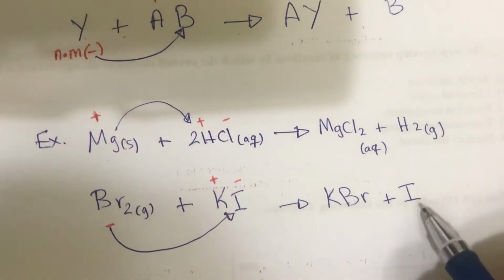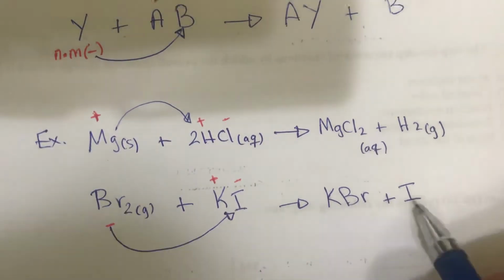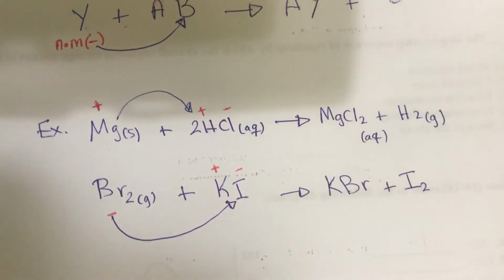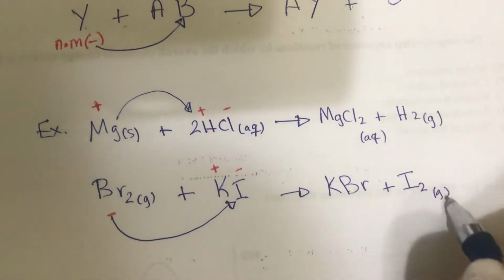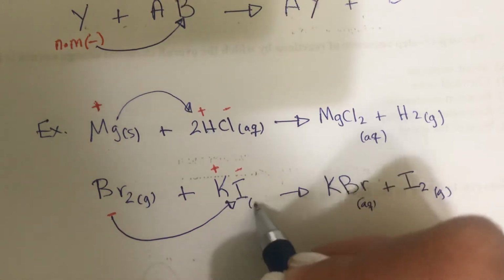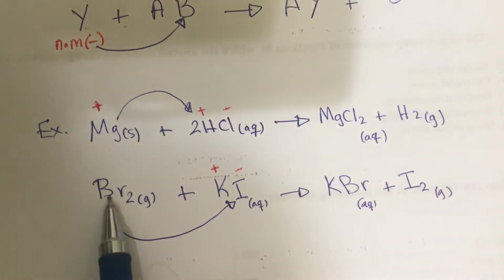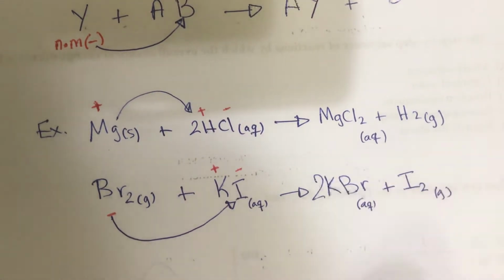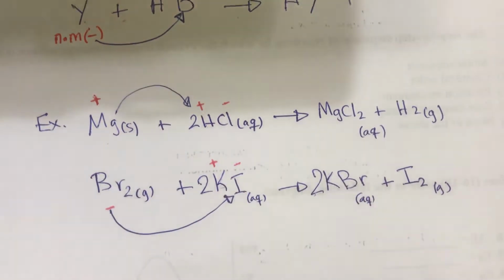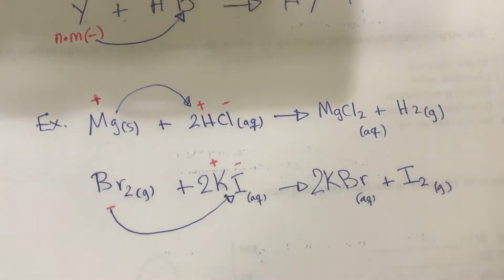And if you remember, iodine exists as a diatomic molecule, so I2. Any chemical equation must be balanced. So here you have 2 bromine on one side and 1 bromine on the other, so multiply by 2 for potassium, here 2. So this reaction is a type of single displacement reaction.